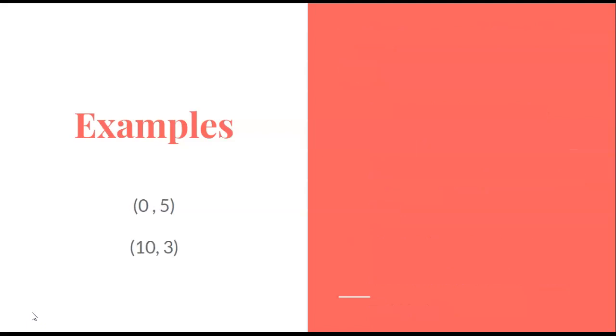Let's look at 2 more examples. 0, 5, and 10, 3. Before I put my listing up there, I want you to take a second and figure out, where's my x, where's my y, and how would I put this into words? So take a few seconds. I'm going to pause the video and see if you get it right before I put mine up. All right, let's see how you did.